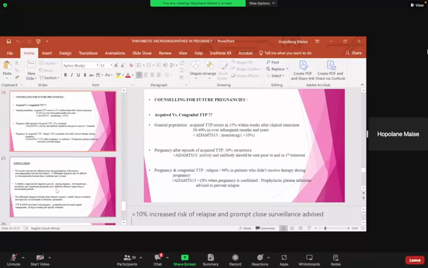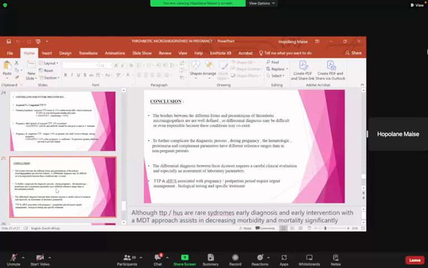In conclusion, the borders between the different forms and presentations of thrombotic microangiopathies are not well defined. So differential diagnosis may be difficult or even impossible because of these conditions that coexist. To further complicate the diagnosis process during pregnancy, the hematological, proteinuria and complement parameters have different reference ranges than in non-pregnant patients. The differential diagnosis between these diseases requires careful clinical evaluation and especially an assessment of laboratory parameters.